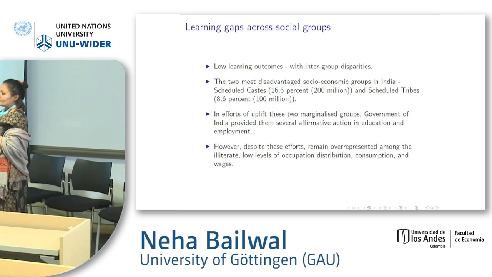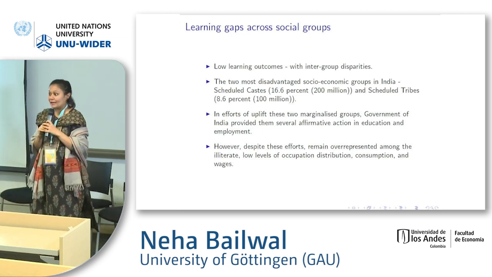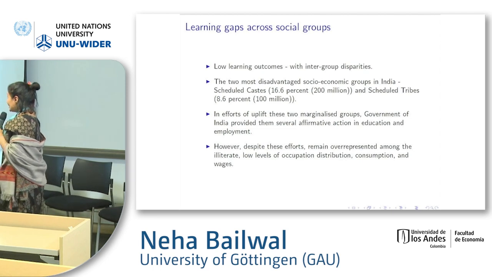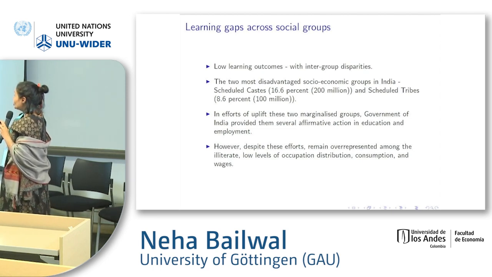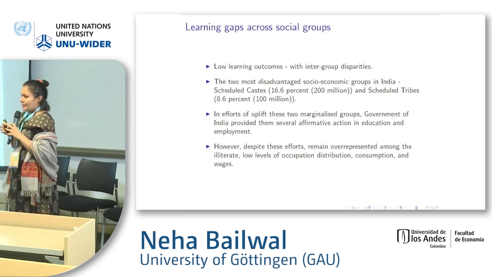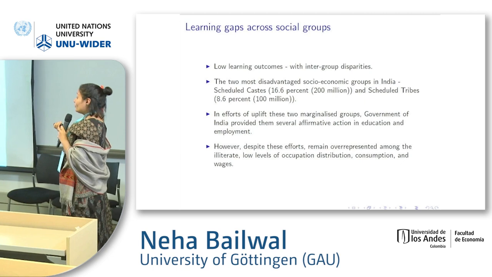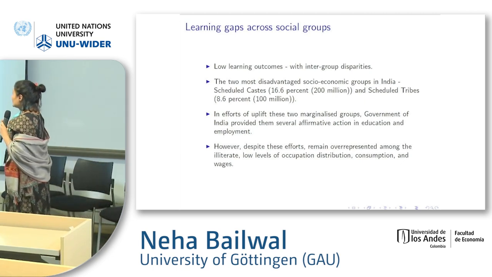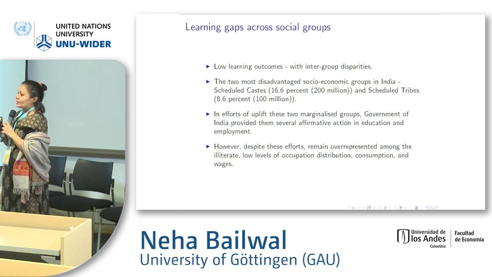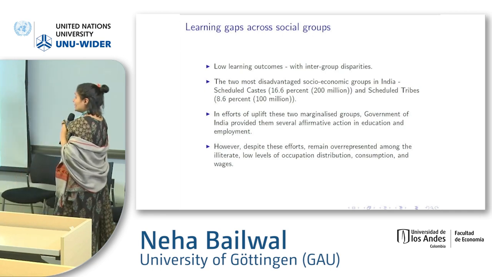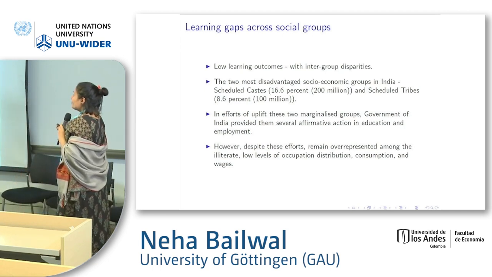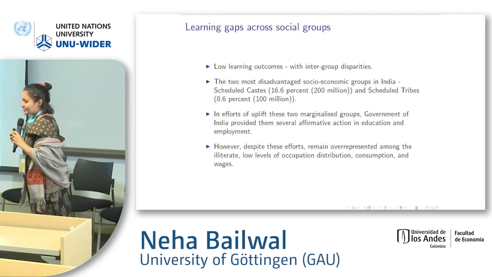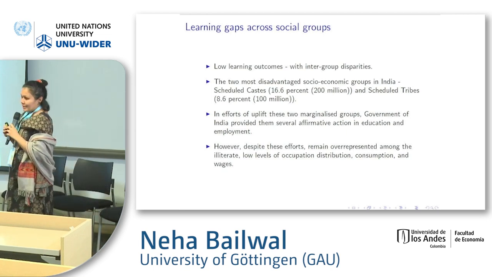These groups have been subjected to centuries of exclusion and discrimination. In our constitution, they are referred to as Scheduled Castes and Scheduled Tribes, the SCs and STs. They are the two most marginalized groups in India and constitute roughly 25% of India's population. In efforts to uplift these two marginalized groups, the Government of India has provided them with several affirmative actions so that they can catch up with the rest of the population. However, despite these efforts, these groups still remain overrepresented among the illiterate, and in low-level occupations, consumption, and wages.